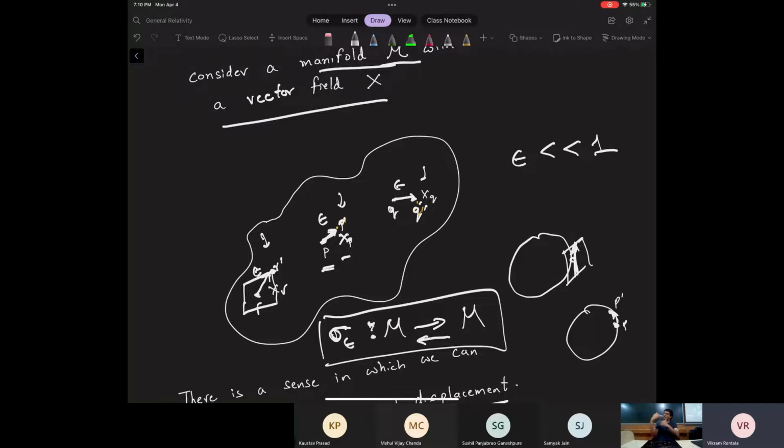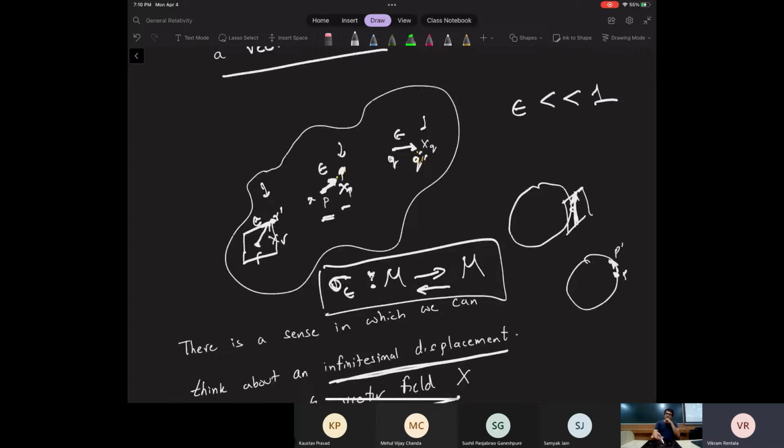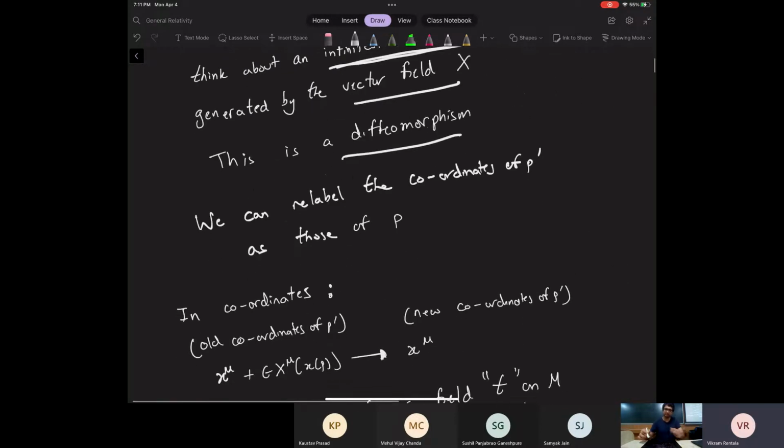We can do a coordinate transformation, that is, we can do a coordinate transformation such that P prime... So if previously P had coordinates x, then P prime has coordinates x^μ plus epsilon times capital X^μ of P. Let me just write that clearly.